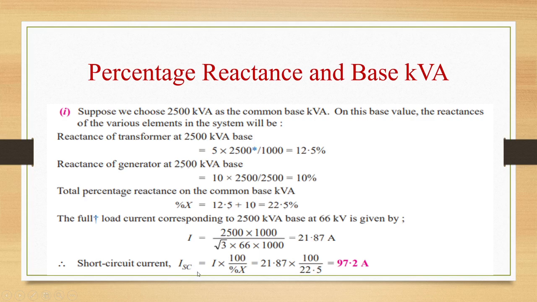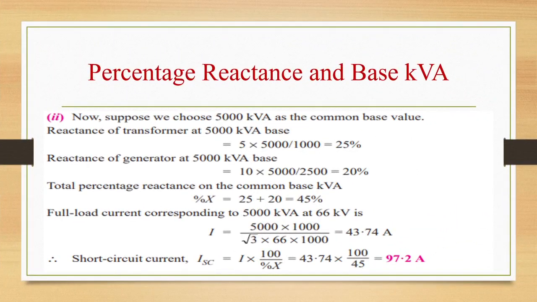If you calculate the short circuit current, it will be equal to full load current into 100 by percentage X. The full load current we obtained is 21.87, into 100 by percentage reactance 22.5. So the short circuit current we obtain is 97.2 amps.